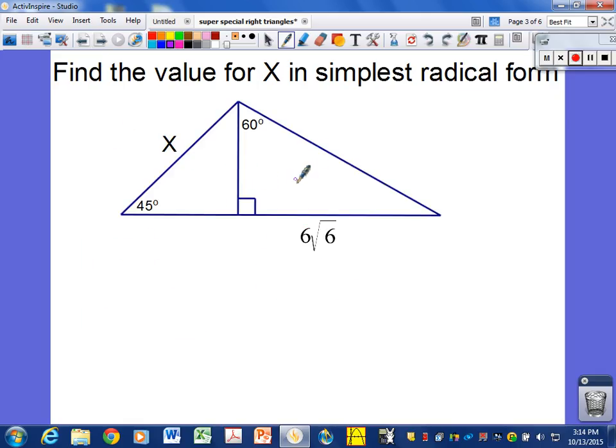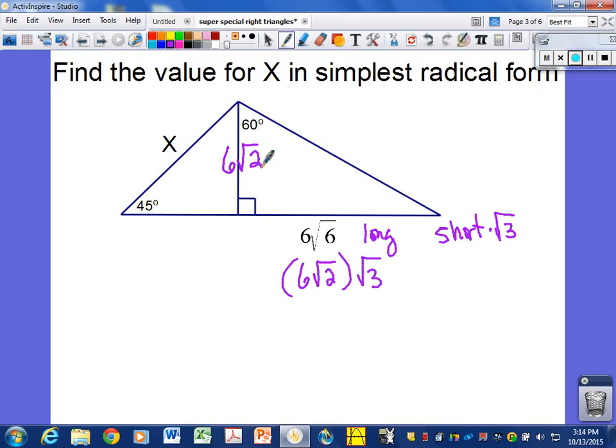30, 60, 90 on the right, glued to a 45, 45, 90 on the left. And this is the long leg. So remember, the long leg is equal to the short leg times the square root of 3. So if I had 6 roots of 6, that means this is 6 root 2 times root 3. So that means I have a short leg of 6 roots of 2 units long. Okay, for the right triangle, for the 30, 60, 90, this is 6 roots of 2.